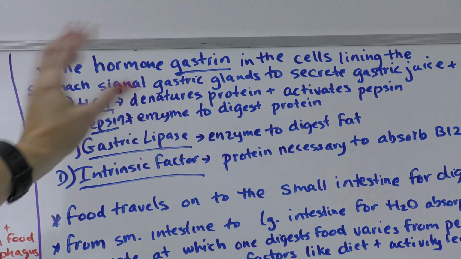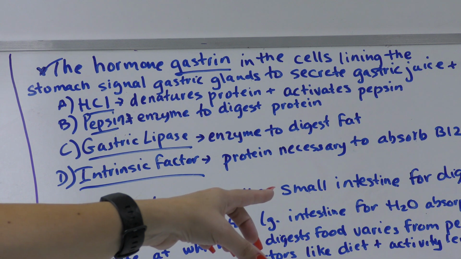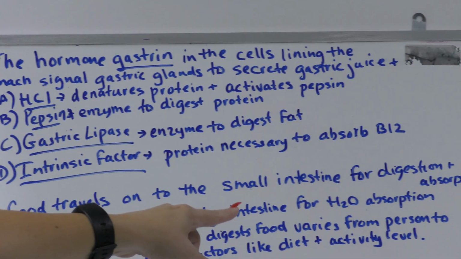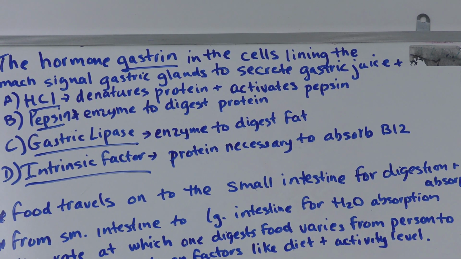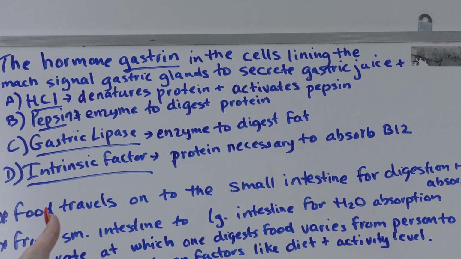Your food's in there, and all of these things are in there to help break down your food so that you can digest it. Then we already talked about it travels to the small intestine, and then it goes to the large intestine for water absorption. The rate at which we digest food varies from person to person. You may eat 3 cups of food and your friend, but it takes you twice as long to digest it or to process it than it does that other person.